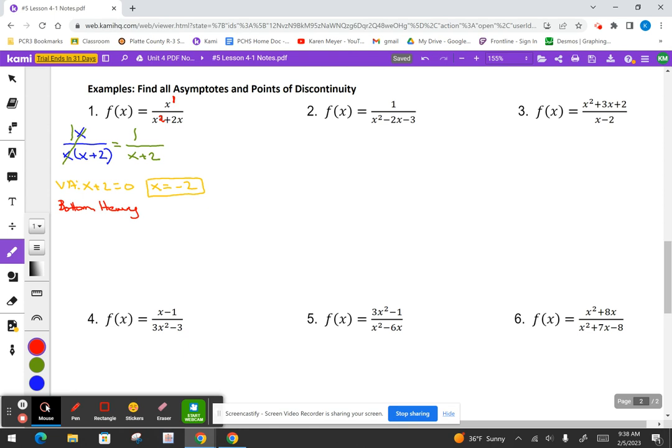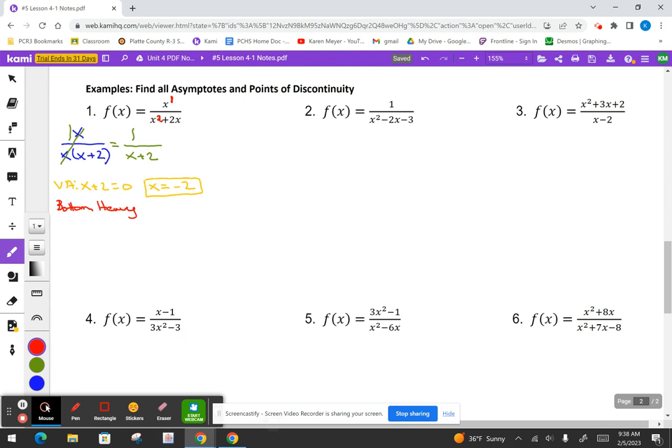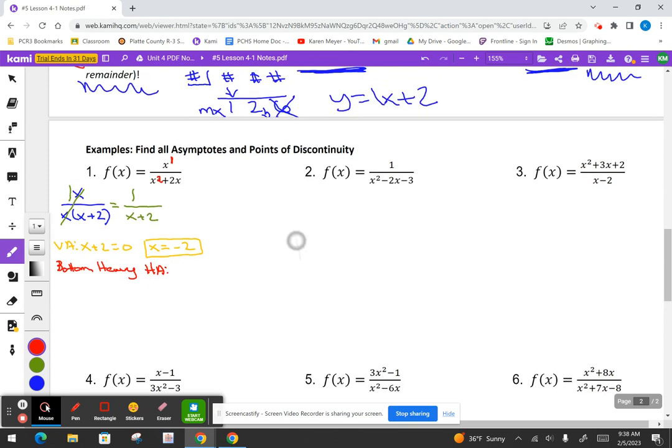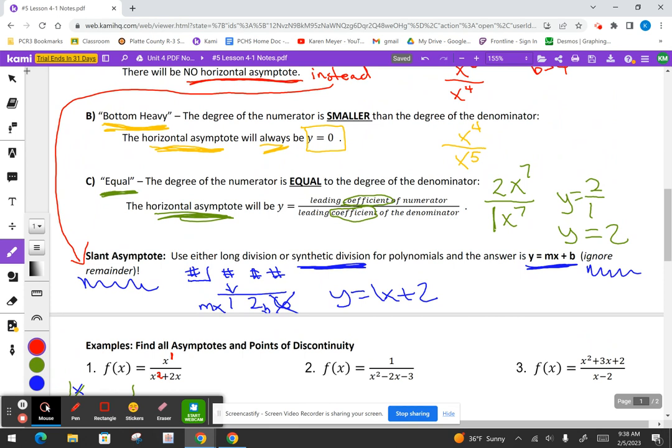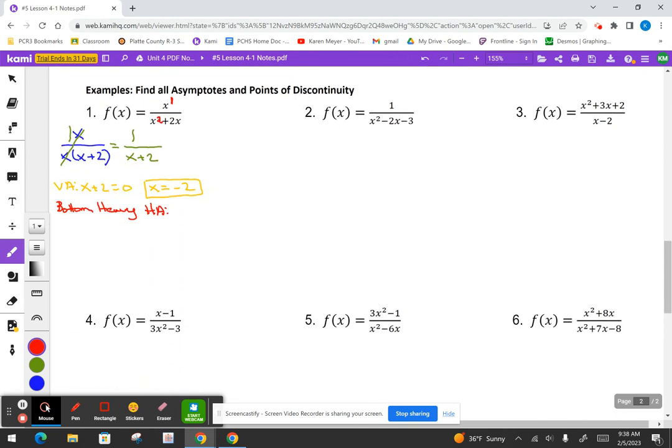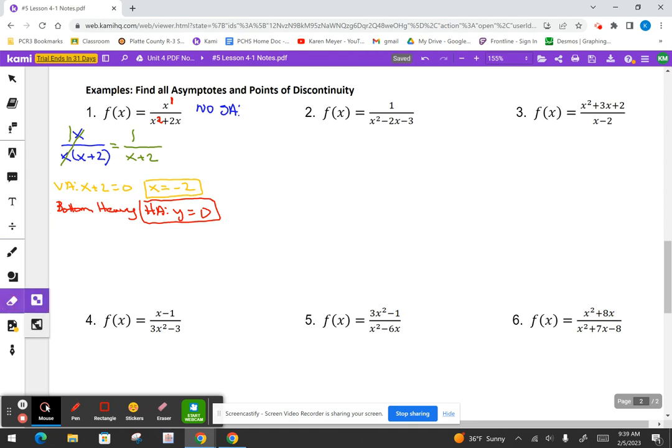Okay, so if it's bottom heavy, just flip your paper back over. You're going to say, oh, it does have an HA. So I'll kind of scroll here so you can see it. Bottom heavy does have an HA, and it is always y equals 0. So remember, if there's an HA, there's no SA. So there is no slant on this one. So no SA, slant asymptote. Let me write that better. So no slant, I'll just put it that way.